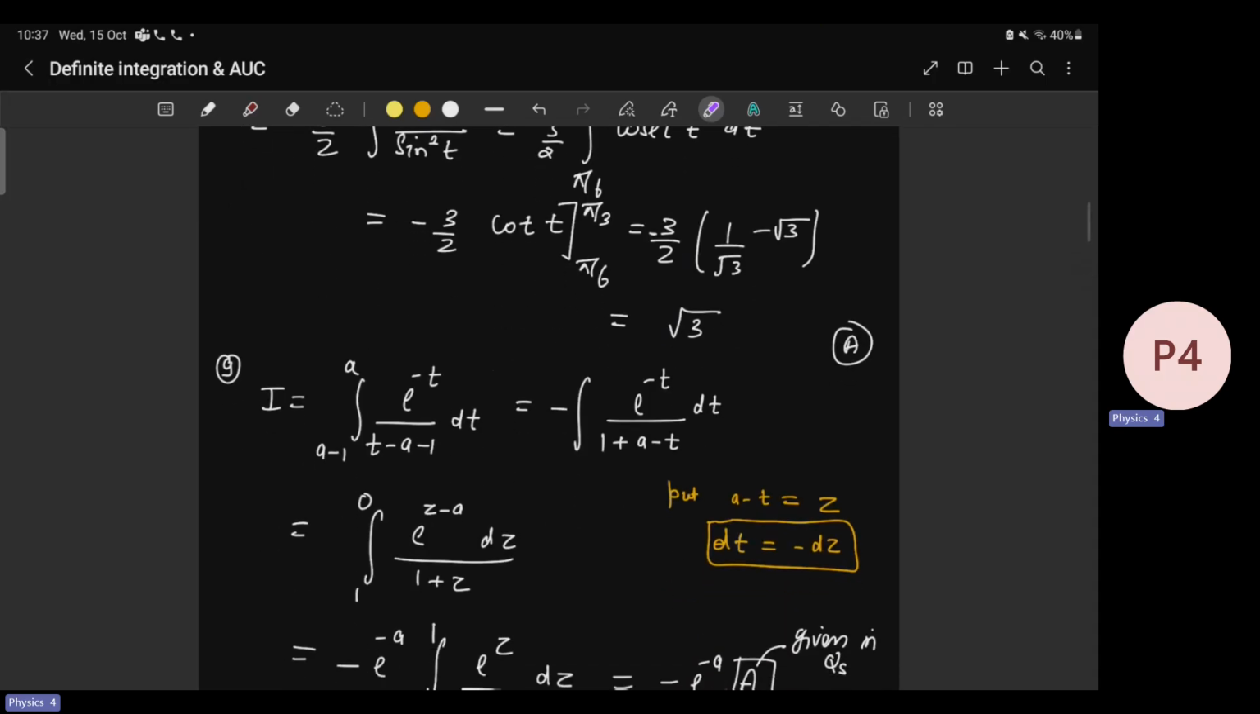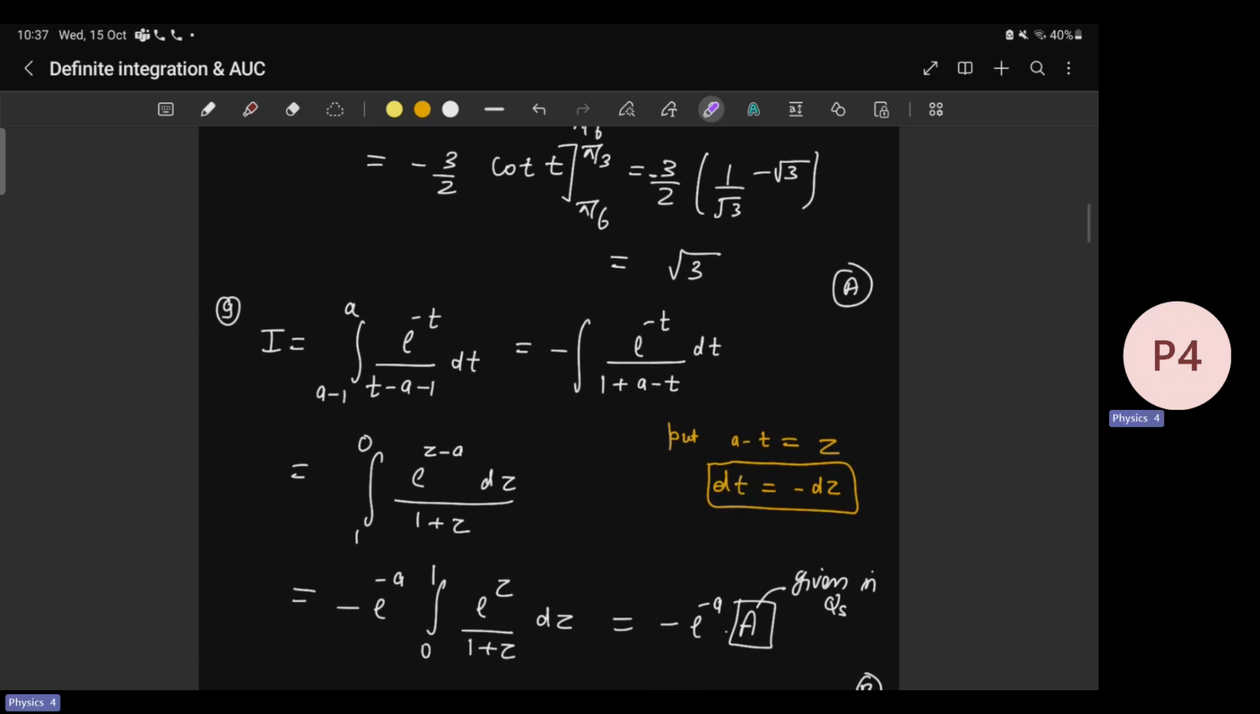Now the next question, that is question number 9. In this, we have been given a, and we have to find the value of this. Let this be equal to I, which is e to the power minus t minus a minus 1 dt. We have to find the value of this in terms of a. If we rewrite this, take minus 1 common from the denominator, and we can rewrite this as 1 plus a minus t dt.